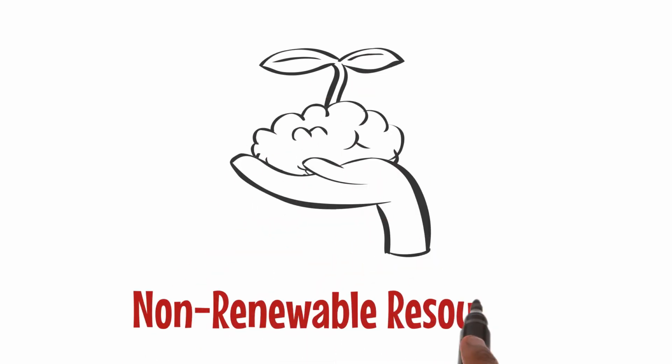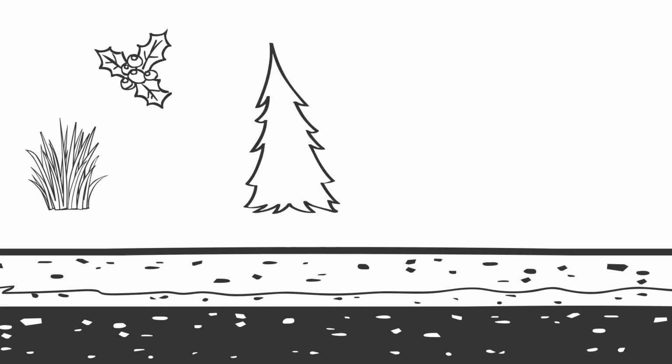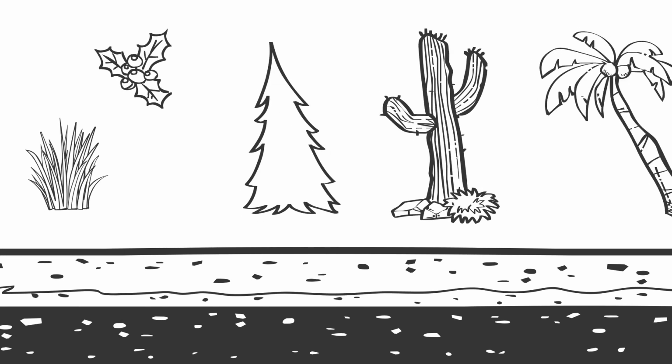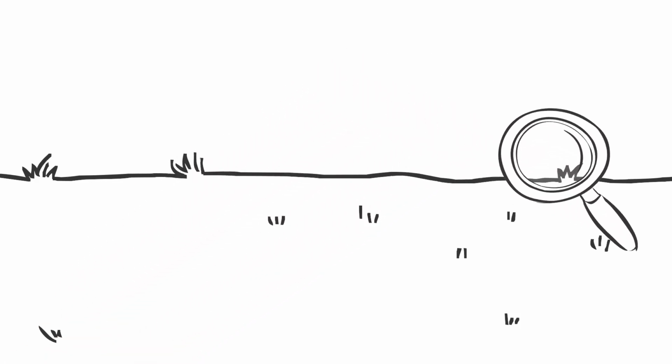Soil, the foundation of our ecosystem, is a non-renewable resource. Soil formation is a slow process, taking thousands of years. Different soils support various plant life and agricultural practices. Understanding soil types and their properties is essential for sustainable land use and agricultural practices.